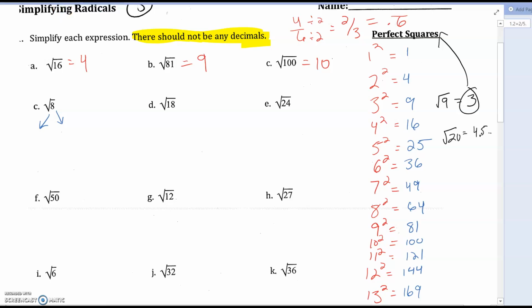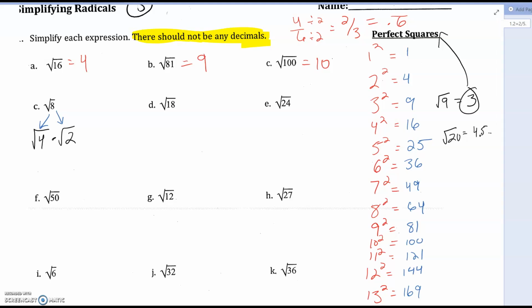So the square root of 8. Well, I can't multiply 9 times something to get 8. But if I look at the number 4, 4 is a perfect square, and I can multiply 4 times something to get to 8. So I normally bring the perfect square first. I can break this apart into the product of the square root of 4 times the square root of 2. It's just like saying, well, 4 times 2 is 8.